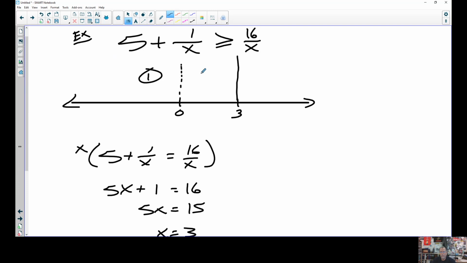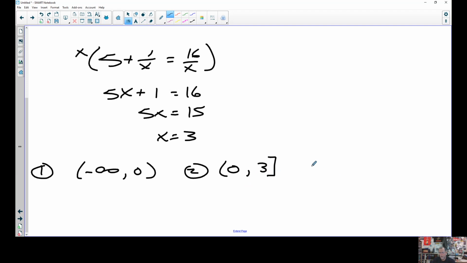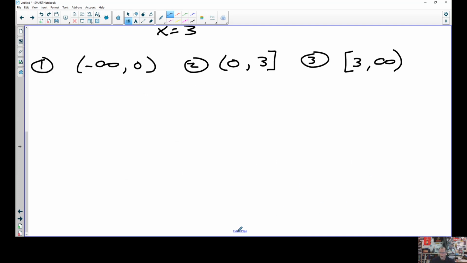And again, I have 3 regions, it looks like. And I'm going to describe those regions. First region is from negative infinity to 0. Second region is from 0, and 3 is included, right? I just wanted to double check that. To 3, we make a bracket there, right? Because we're including 3. And then our third region is from 3, including 3, up to positive infinity, right? Just going forever.